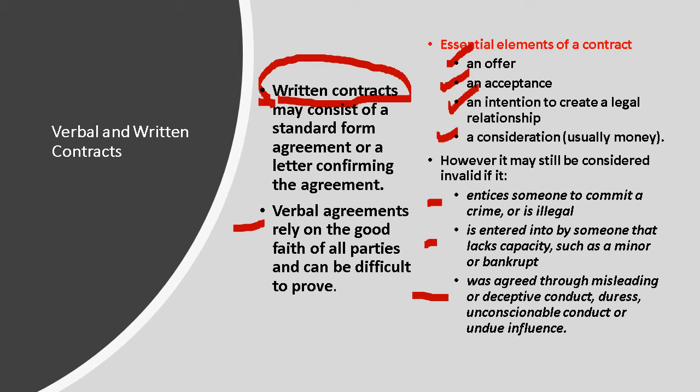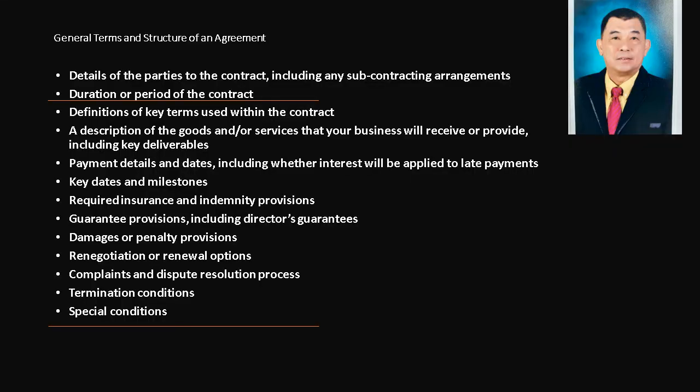Again, the four essential elements of a contract: an offer and an acceptance between two parties. There is a product or a good or a service being offered by the seller to the buyer. And a consideration, a lump sum of money. There is no specific format when it comes to general terms.